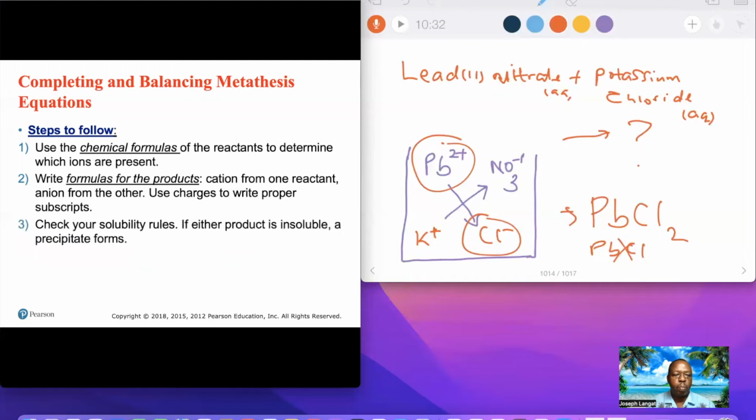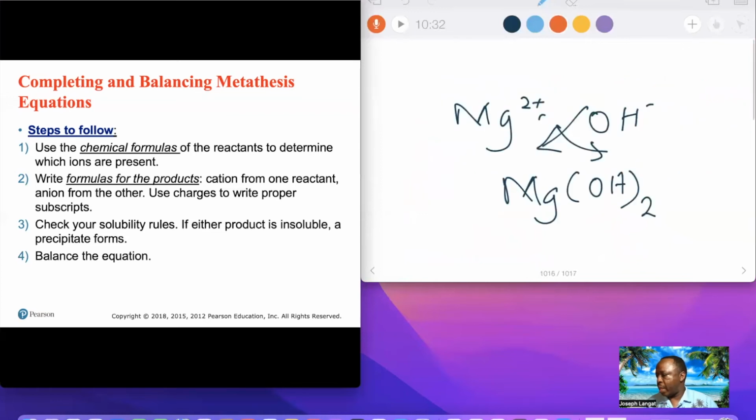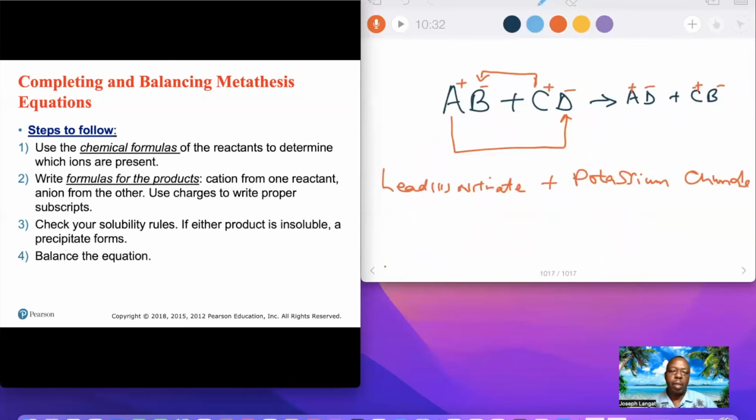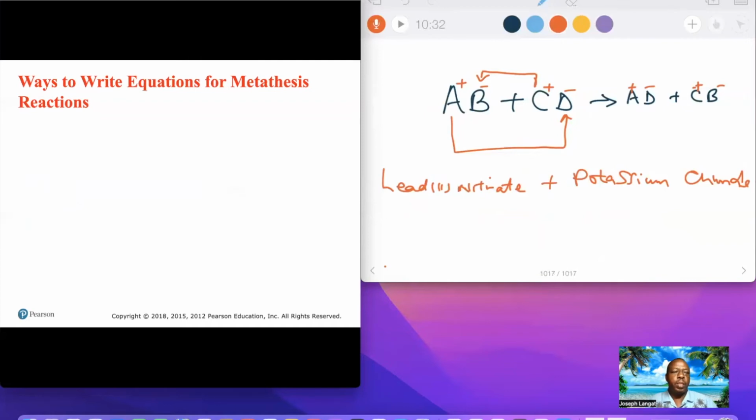Check your solubility rules. Of course, using the solubility chart, predict which one is solid, all right? And then lastly, balance the equation. Make sure that the number of each kind of atom on either side adds up. It should be the same, okay? There are three types of equation. We need to learn how to write them.